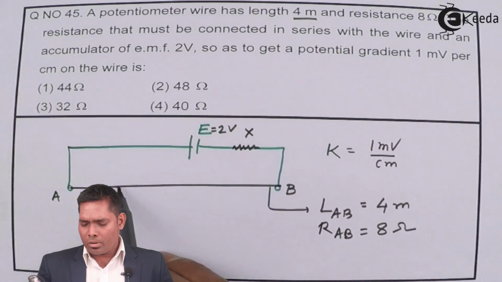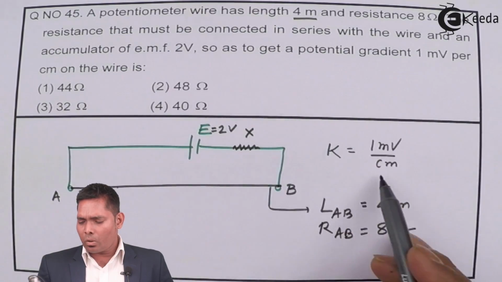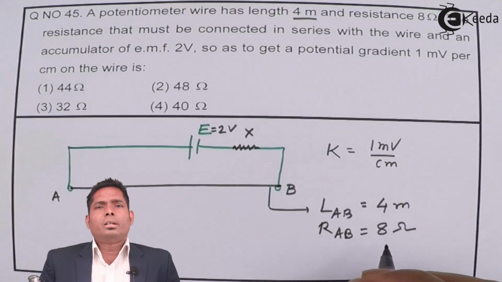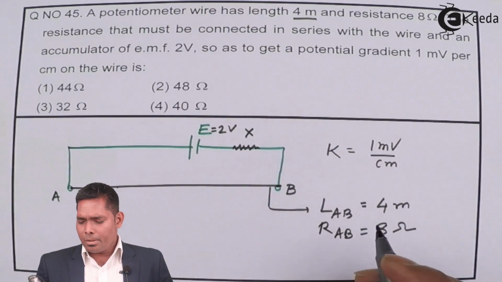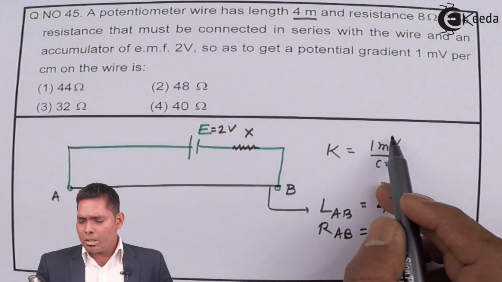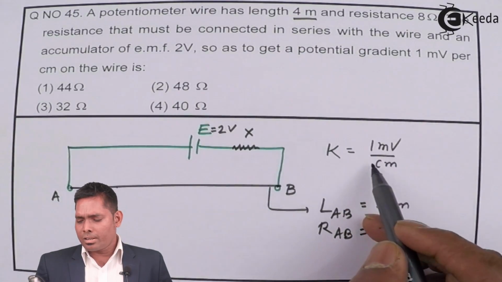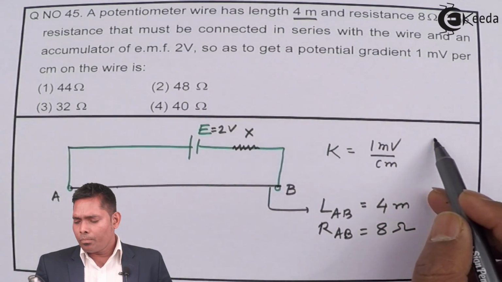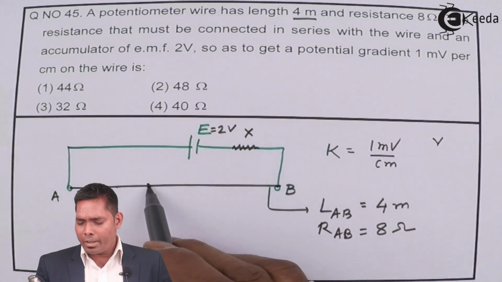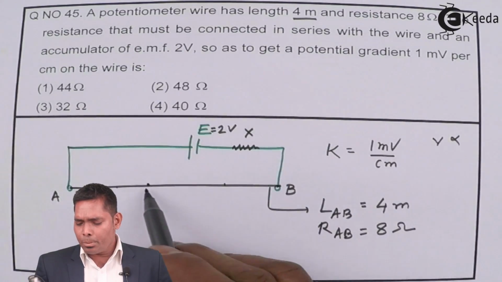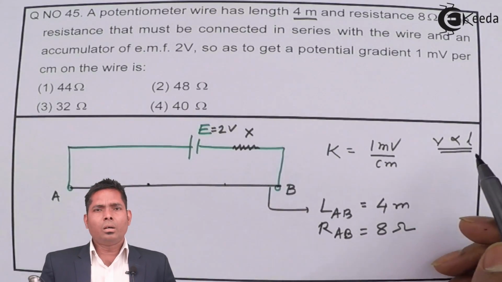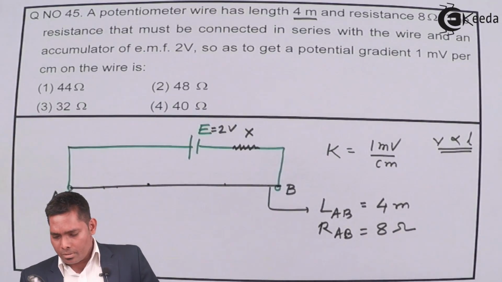Suppose I take this point and that point, this is a constant quantity. This will not change. However large or small the length may be, the potential drop will also increase with the length. So the potential difference between any 2 points and the length between those 2 points vary directly. This is the principle of potentiometer.